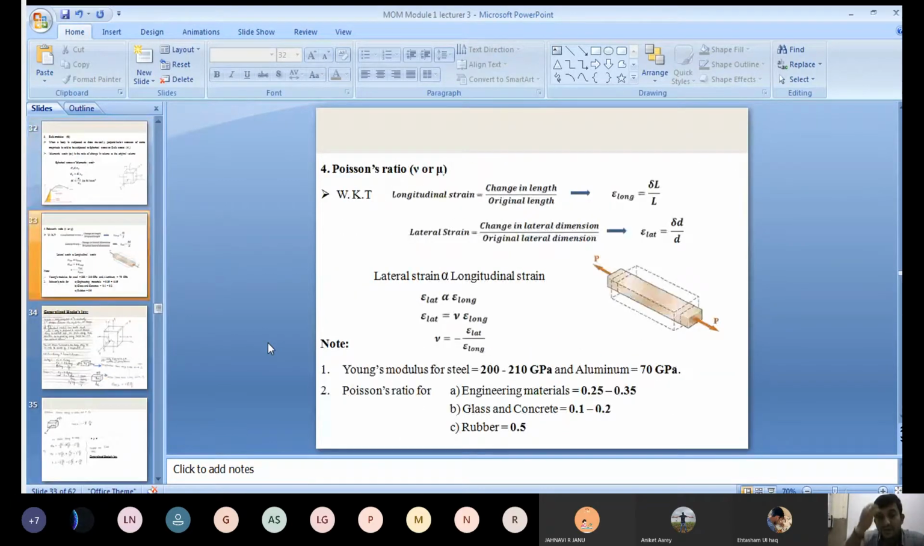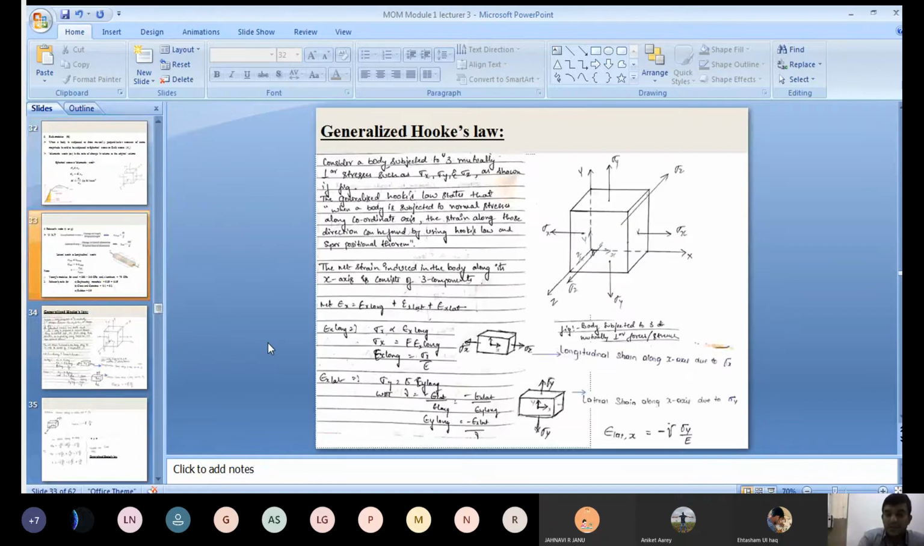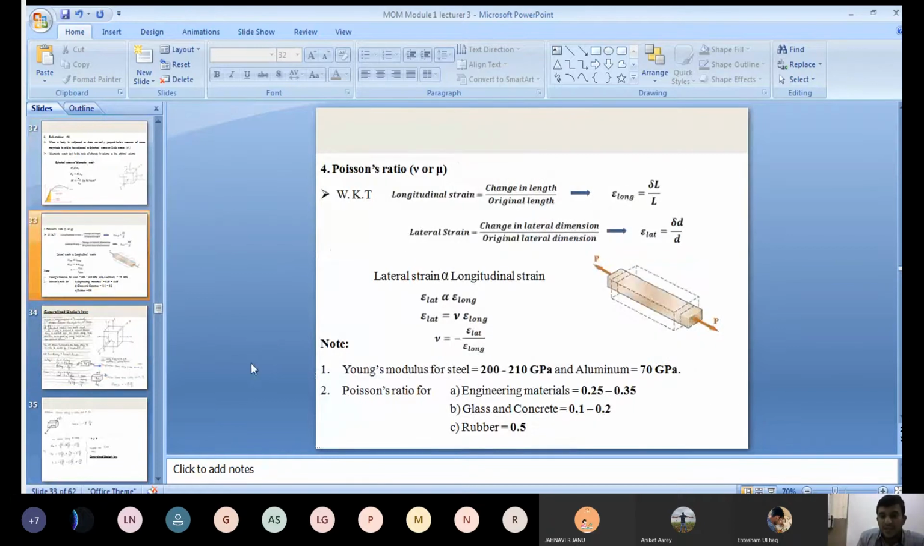And also you should remember for engineering materials, some of the engineering materials, what should be the Young's modulus for the steel and aluminum, and Poisson's ratio for the engineering materials.